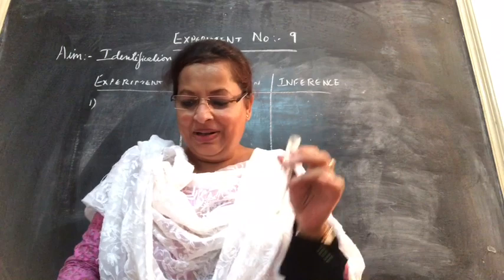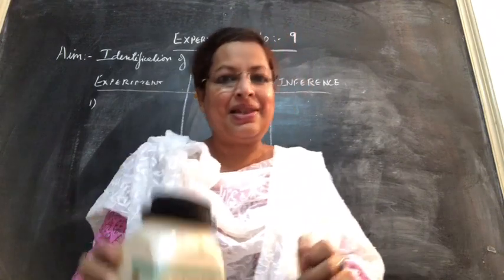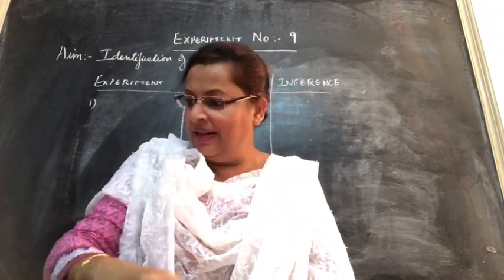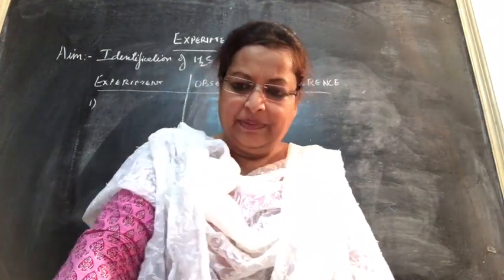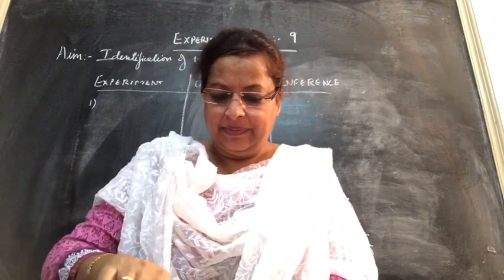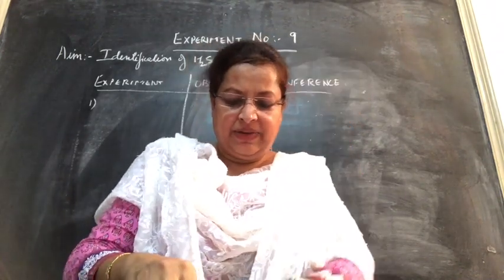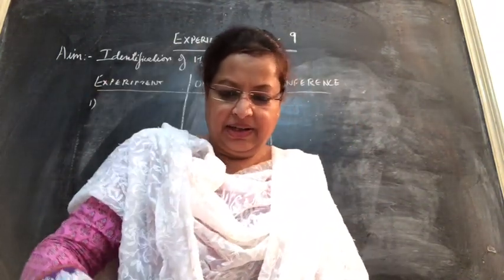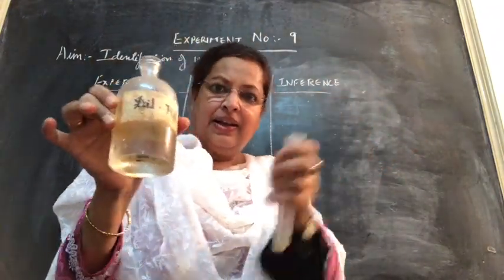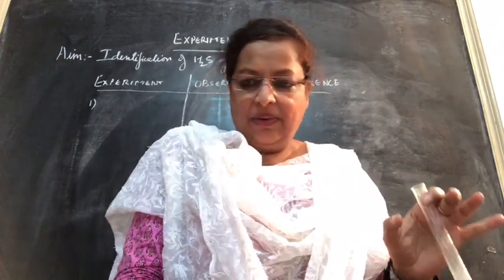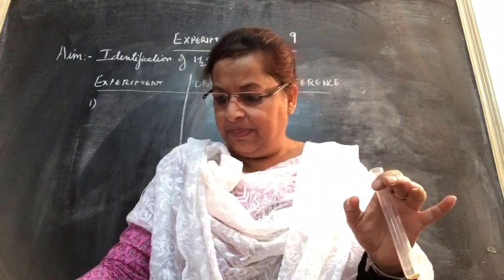So this is the test tube, right? And we'll be taking sodium sulfide. I'll be taking sodium sulfide in the test tube. Little bit is enough. I've taken sodium sulfide in the test tube. This is sodium sulfide, and to it we have to add dilute HCl. Dilute HCl is added. Now before that I'll be ready with the moist red and blue litmus paper.